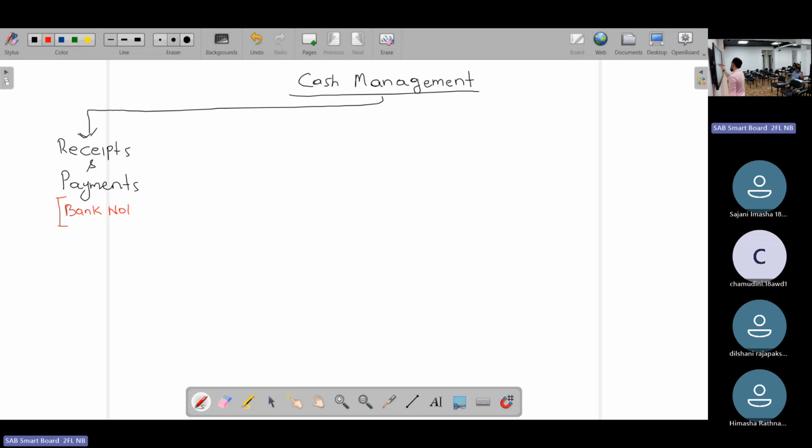Bank notes and coins. Bank transfer and direct debit. Debit and credit card.